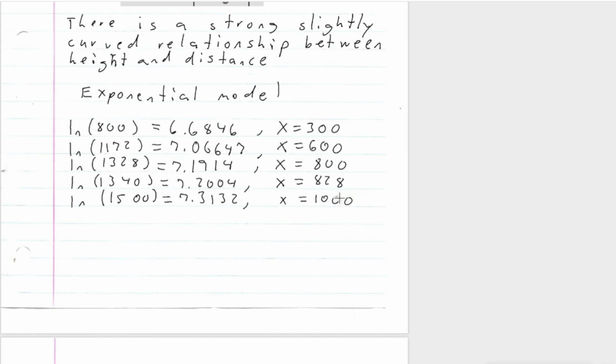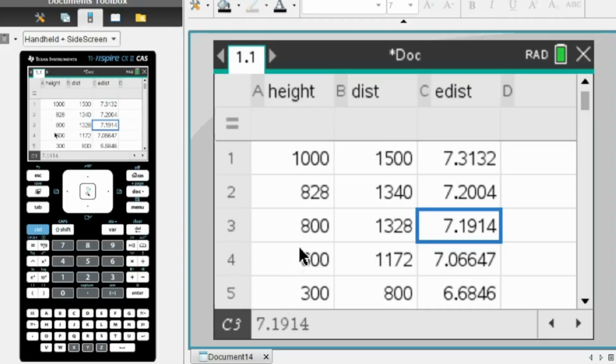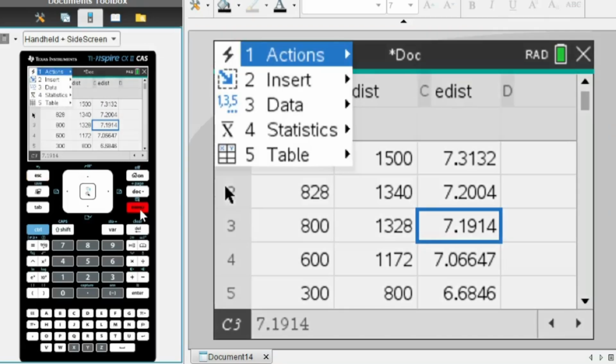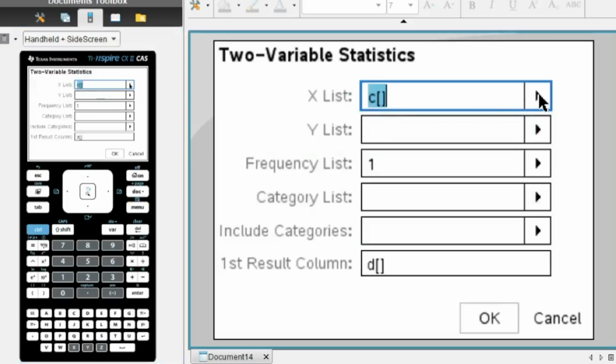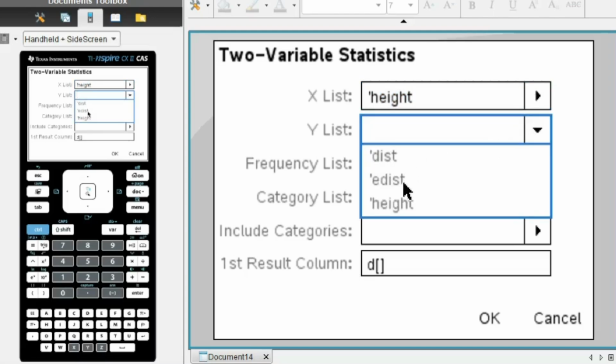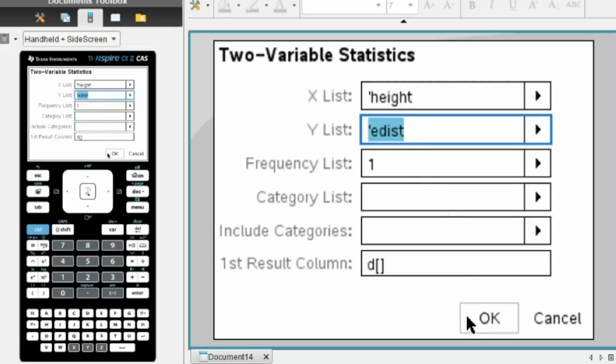All right, so now we have our new values here. So I'm going to go ahead and put these in the calculator. And then I'm going to see how this affects our new regression line under the exponential model. So as you can see, I have my height, my distance, and my e-distance for exponential model, right? So what I'm going to do is look at the graph now for height and distance, right? Okay, so now I'm going to go to Menu, Statistics, Stat Calculations, two variable statistics for height for my x, and now for my exponential model, e-distance, right? And I'm going to have the result in D.